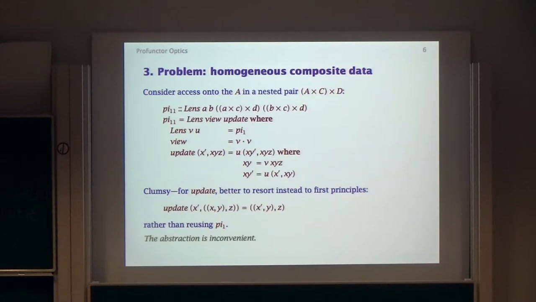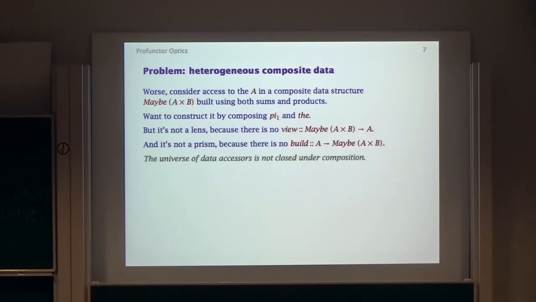So that's one of the problems. And the other one is more serious, because there are things that you'd like to do that you can't do at all, never mind not being able to do them conveniently. So consider here an optional AB pair. It has an A in it sometimes, and you'd like to be able to act on that A. But moreover, you'd like to be able to express how to act on that A in an optional AB pair by putting together what you know how to act on left-hand components of pairs and how to act on optional values. But you can't express it.